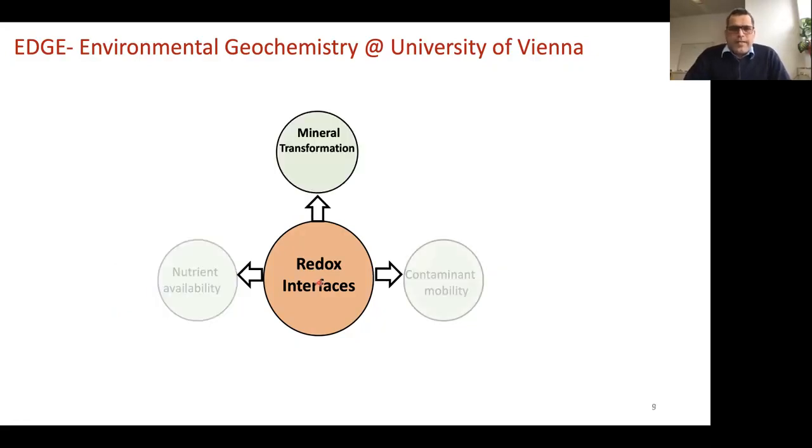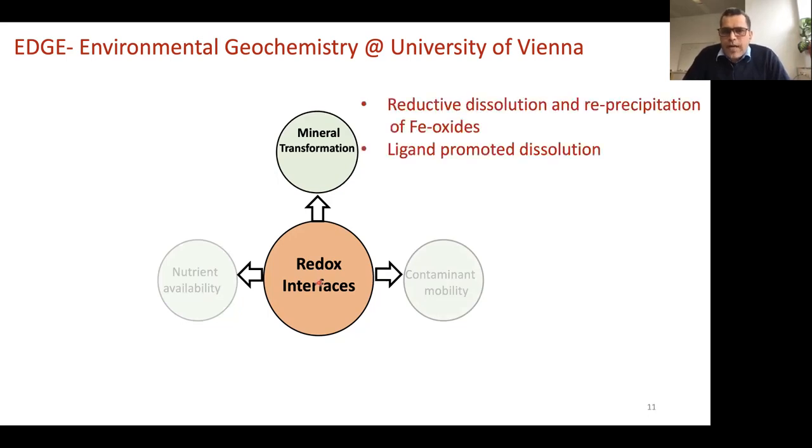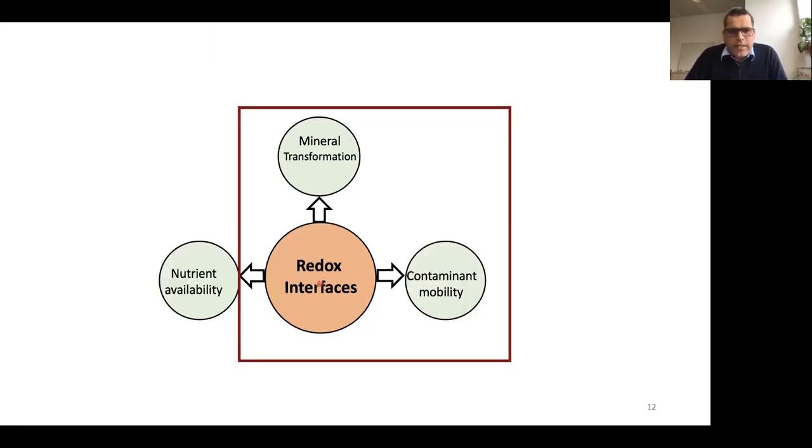We also look at mineral transformation, which we have to consider when we talk about redox interfaces. There we are interested in reductive dissolution of iron oxides, and sometimes we also do ligand-promoted dissolution of iron oxide, and see how re-precipitation and mineral transformation impact the fate of nutrients and contaminants in the environment. So with that little background, I will move on with my talk today, and I will focus on these 2 parts from what I talked about before.